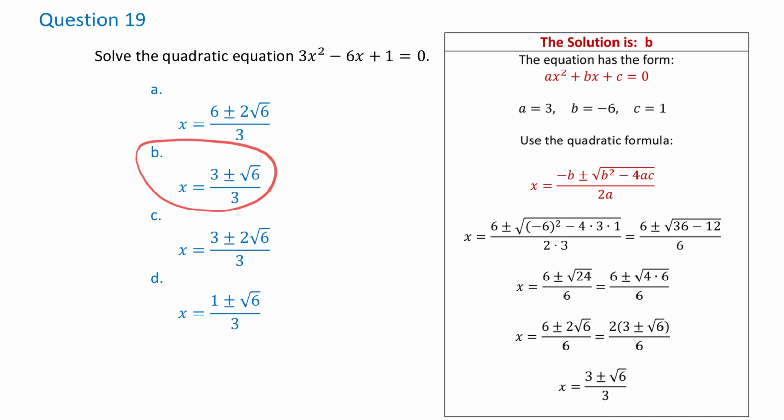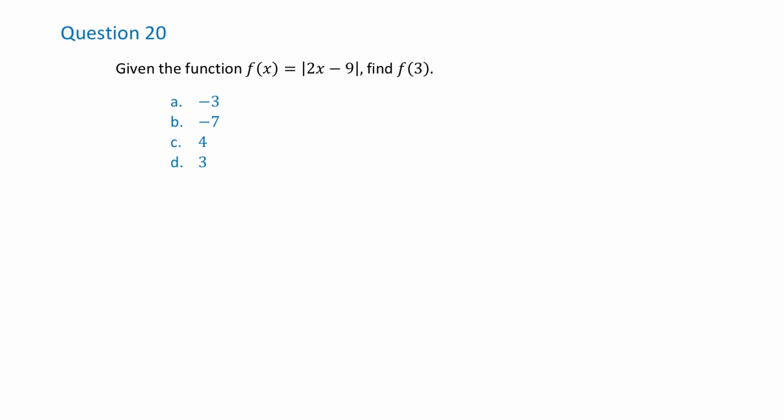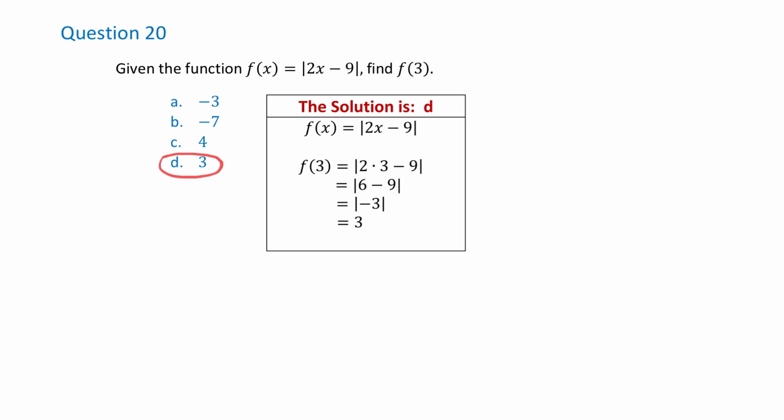And now let's see the last question, number 20. Given the function f of x equals the absolute value of 2x minus 9, find f of 3. Please pause the video and find the correct solution. Now let's see the correct solution. The correct solution is D.